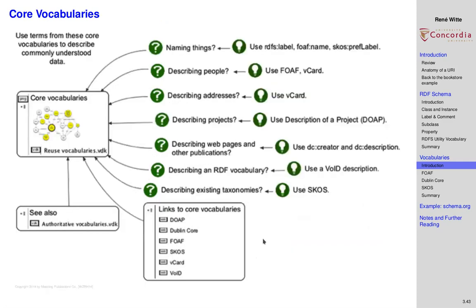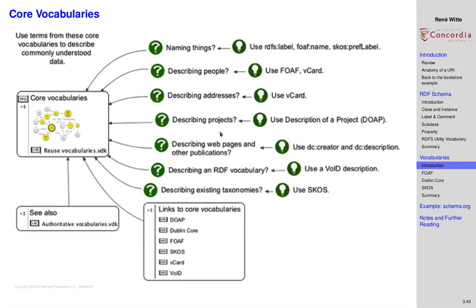So let's look at some of these core vocabularies. What I mentioned before is describing people. So FOAF is one of the most widely used vocabularies for this. And vCard, you might know this from calendar invitations, has a somewhat limited feature set, but is also widely used. If you want to name things, well, you can start with RDFS label. If the thing is a person, you can use FOAF name, and later we'll see SKOS as another way to name things. Addresses, use vCard.